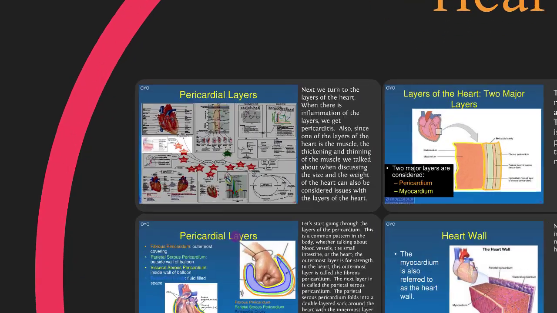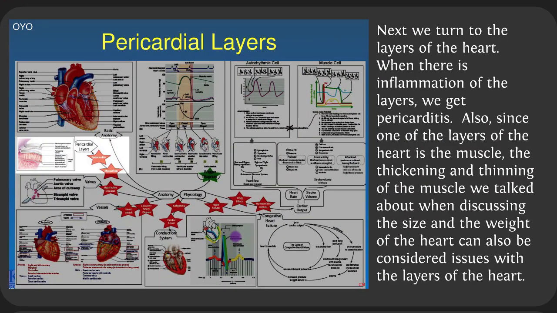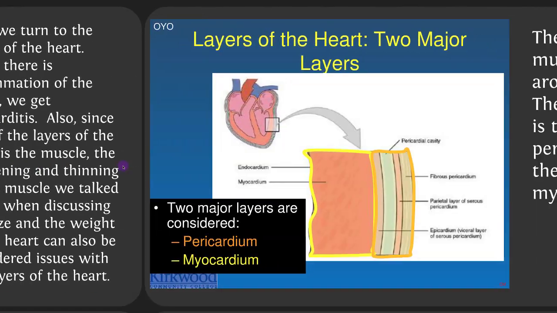Next is layers of the heart. When there's inflammation of the layers, we get pericarditis. Also, since one of the layers of the heart is the muscle, the thickening and thinning of the muscle we talked about earlier when discussing the size and weight of the heart can also be considered issues with the layers of the heart. So hypertrophies are problems with the layers of the heart.